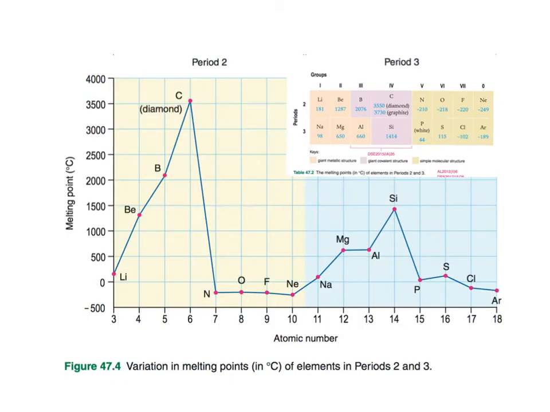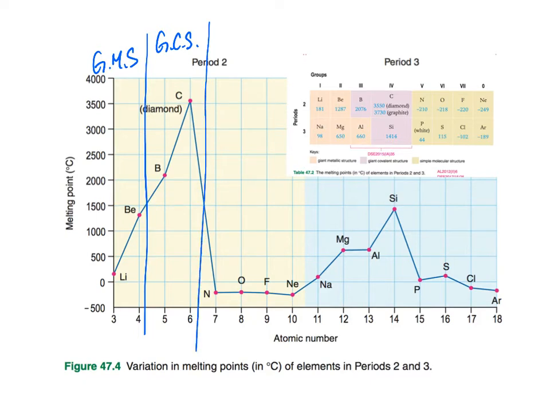If we try to present it in a graph, you will see something like this. The first two will be the giant metallic structures, we have the giant metallic structure for these two. And then we have giant covalent structure. We said that it will be relatively higher than the giant metal structure. And then it will go to the simple molecular structure because they are held by van der Waals force only, so their melting point will be relatively low.